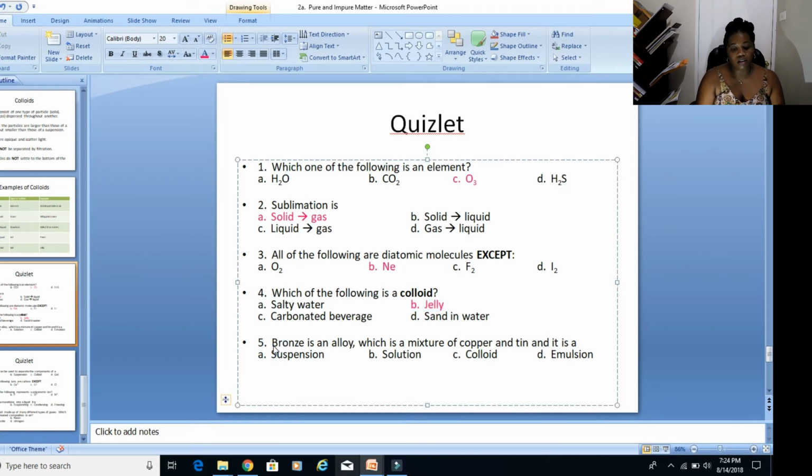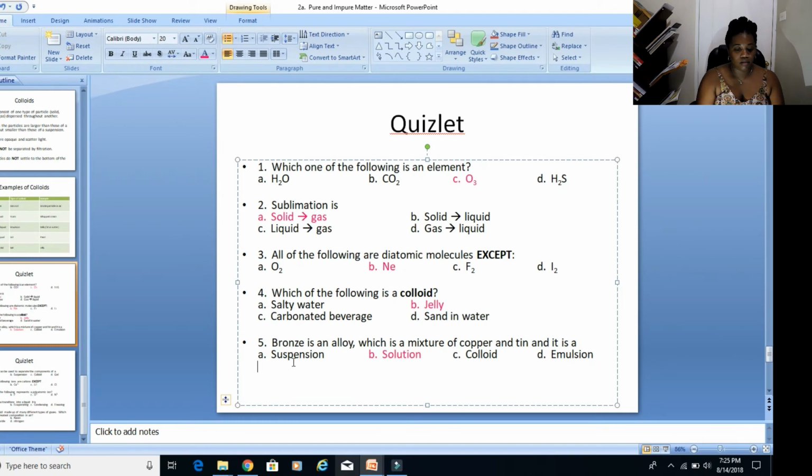Bronze is an alloy, which is a mixture of copper and tin. And it is not a suspension. It is not a colloid and it's not an emulsion. It is, in fact, a solution. So a mixture of metals. And you can't even tell what's in there. But you know to make bronze, you need copper and tin.